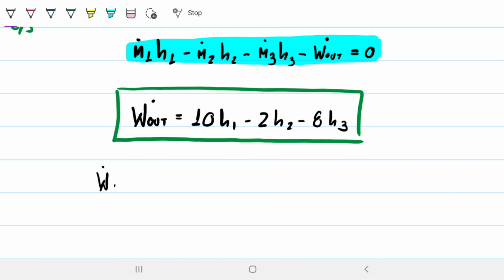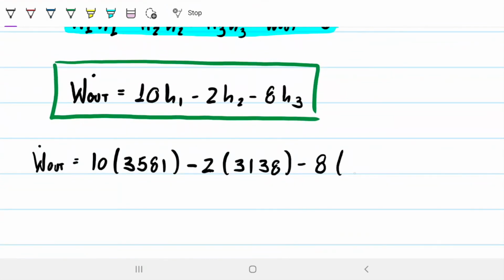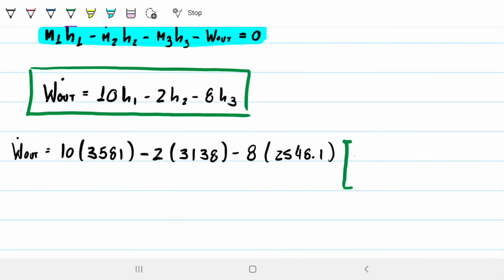So the output of the turbine will be equal to 10 times H1, which we found to be 3581, minus 2 times, because 2 kilograms per second, the enthalpy 2, which is 3138, minus 8 times the mixture, which has the smallest energy, and that makes sense, 2548.1. Remembering always to check our units, so we're doing kilograms per second and multiplying that by kilojoules per kilogram. That gives us kilojoules per second, which is kilowatts.